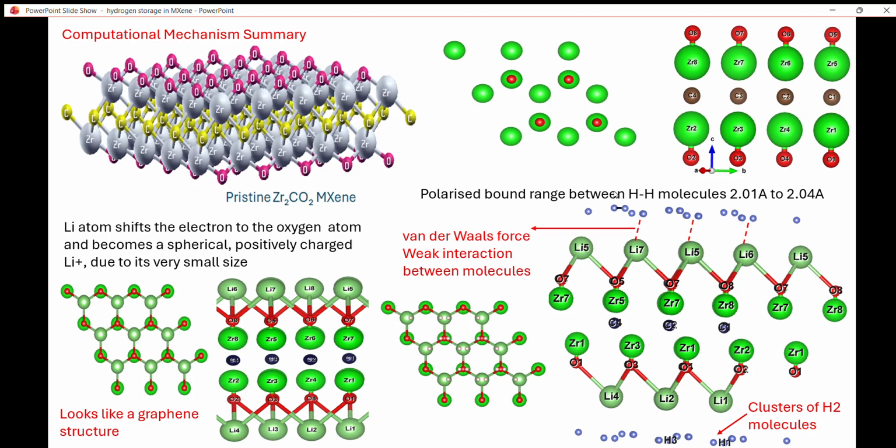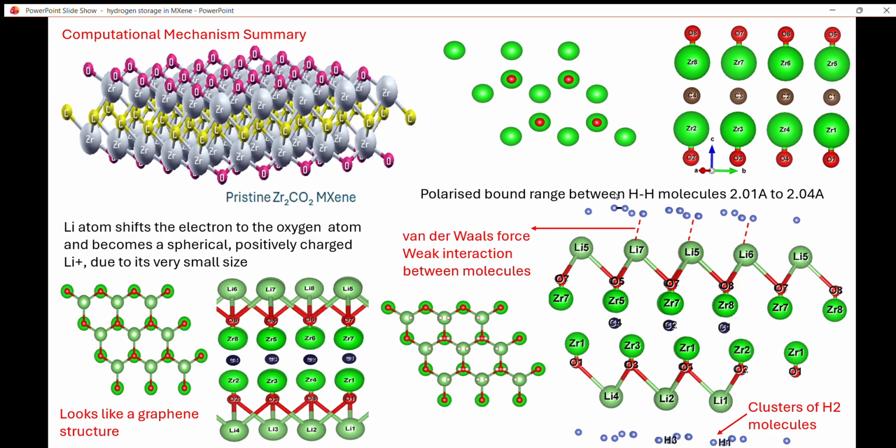Okay, I insert the hydrogen molecule near the positive lithium charge. In this situation, because lithium has a positive charge and a spherical shape, it polarizes the hydrogen molecule, but does not break the hydrogen bond. The bond in the hydrogen molecule is polarized. The bond length may extend from 2.01 angstrom to 2.04 angstrom. The bond between the hydrogen atoms is extended a little.